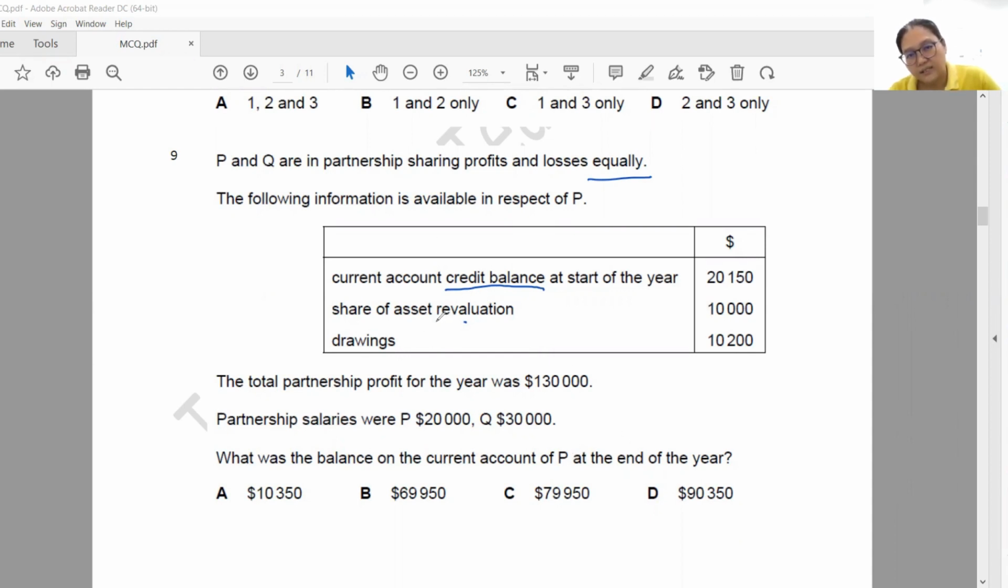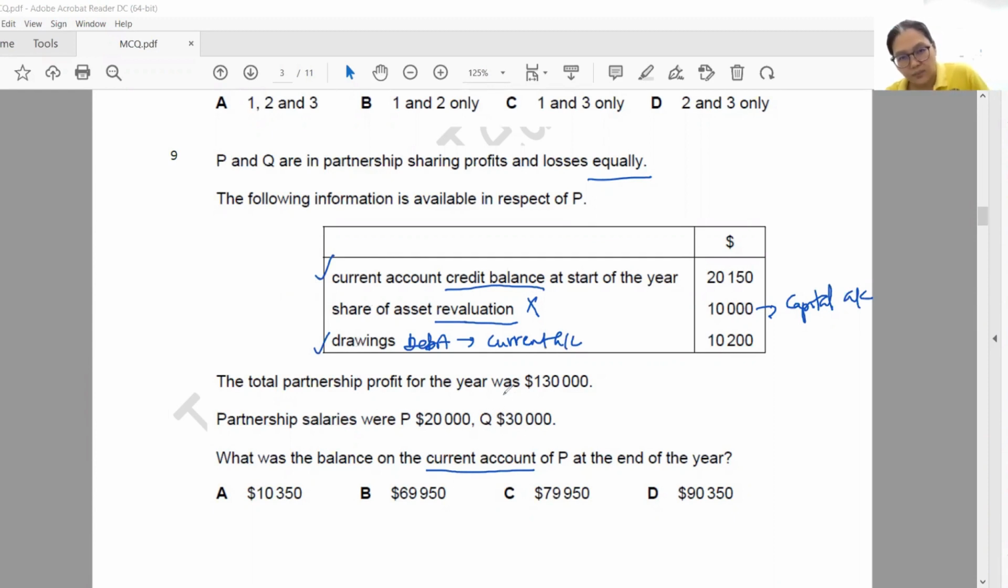So looking at this item, revaluation, where should the double entry go? Capital account, not the current account. But they are asking about the current account, so this is not related. Drawings will be on the debit side of the current account. So these two will affect the current account.